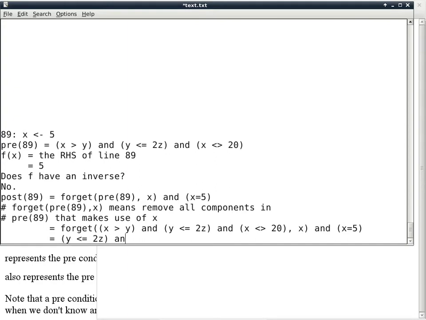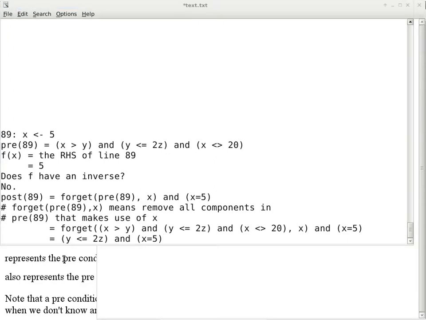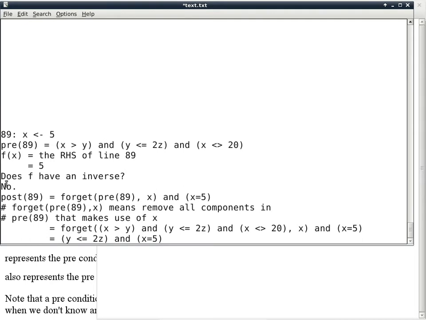But we also have to remember one more thing, because we do know that x equals 5 at this point. That's the forget operation. The only different thing about this has to do with f not having an inverse in this case. So instead of using a substitution operation, we have to forget something that we knew before, because that would not hold true anymore. Are we doing okay so far with this?